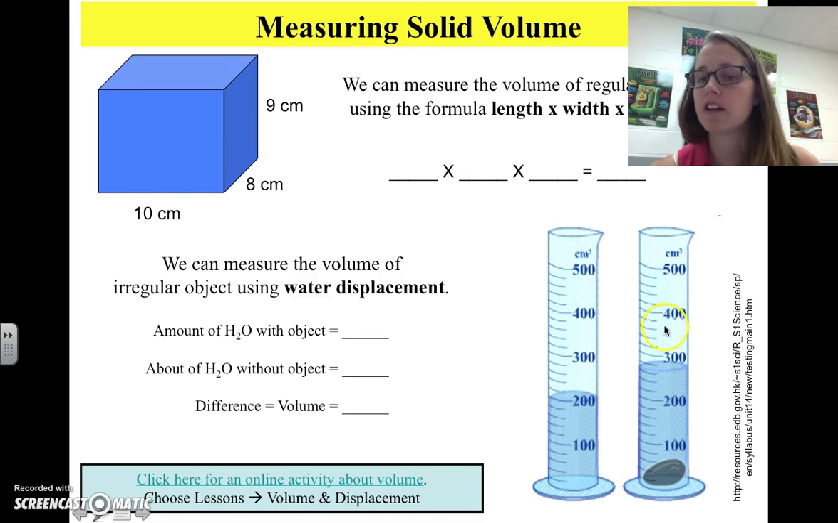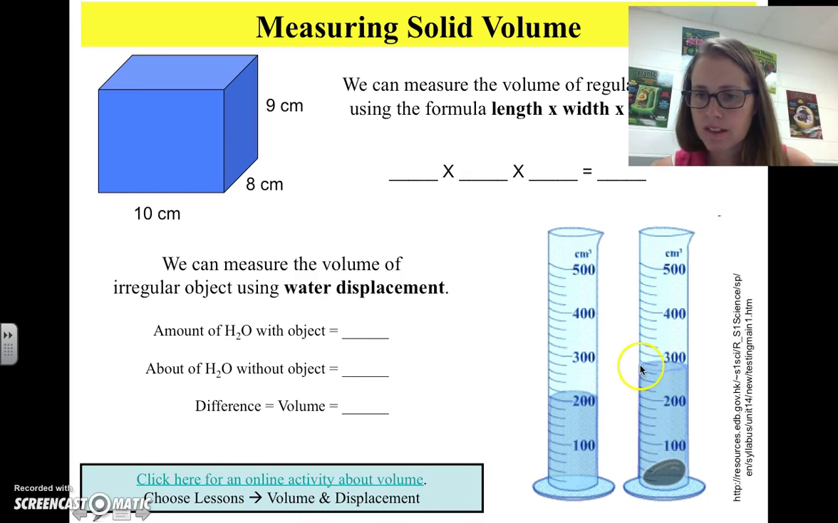Then we put our irregularly shaped object into here, and we look at how much the water goes up. So if this is 200 and this is 300, 1, 2, 3, 4, 5, that means there's 5 spaces in between it. So 100 divided by 5 is 20. That means each of these little lines equals 20. So 220, 240, 260, 280, 300. And I know I'm right because I can count it up.